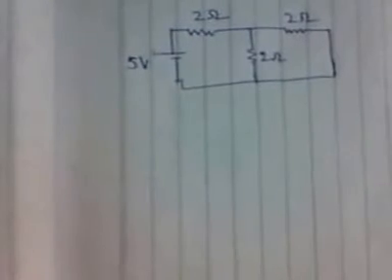Friends, I am going to tell you today how to solve problems on Thevenin's theorem. For example, if you have a circuit here like a 5-volt supply, a resistance of 2 ohm, again 2 ohm resistance and a 2 ohm resistance again, then how will you solve this circuit using Thevenin's theorem?